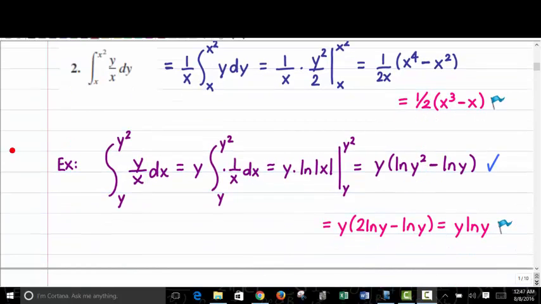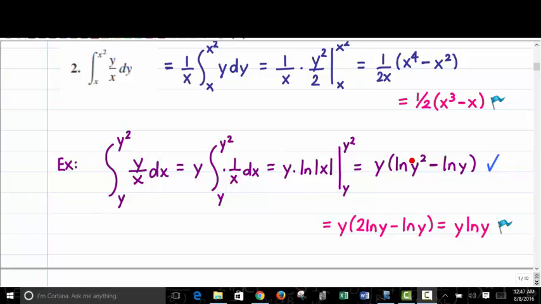Now I changed it down here. What if it was y over x with dx from y to y squared? Well, you could pull the y out, which I did. I didn't have to. But anyway, the antiderivative of 1 over x dx is the natural log of the absolute value of x. So I put in y squared, I put in y, so it's y times ln of y squared minus ln of y, which I put a check mark here to indicate that that's correct.